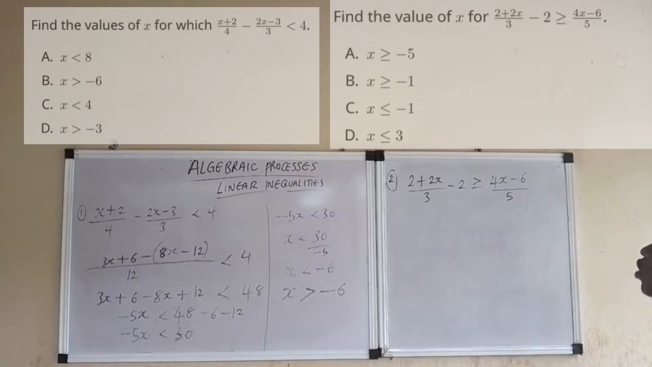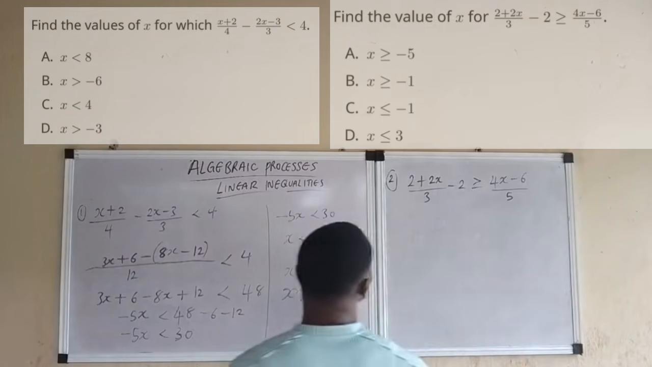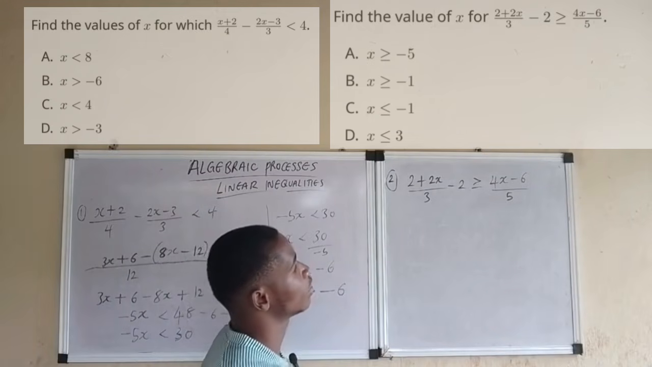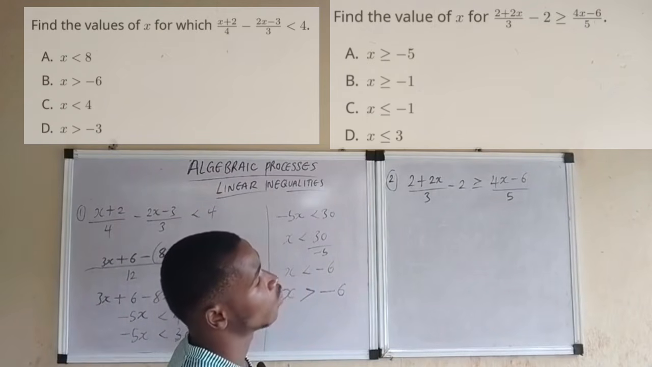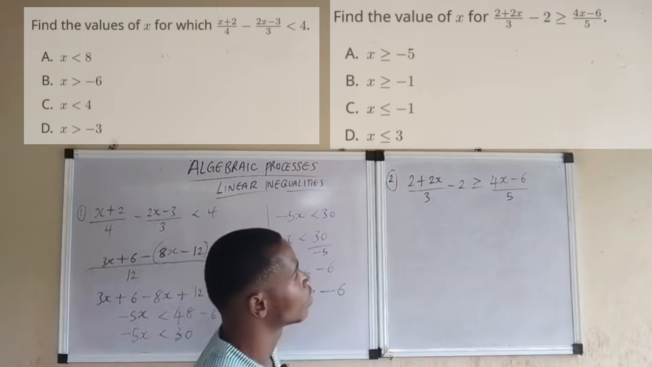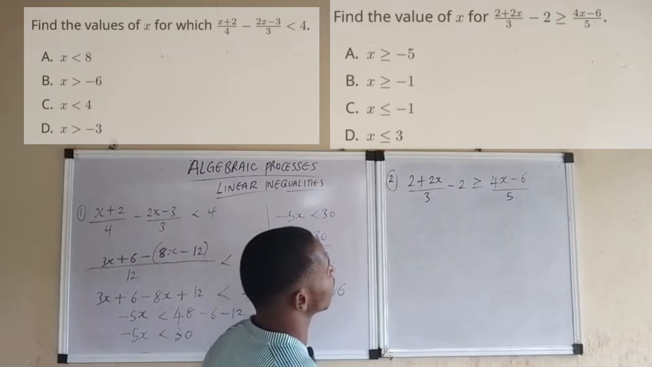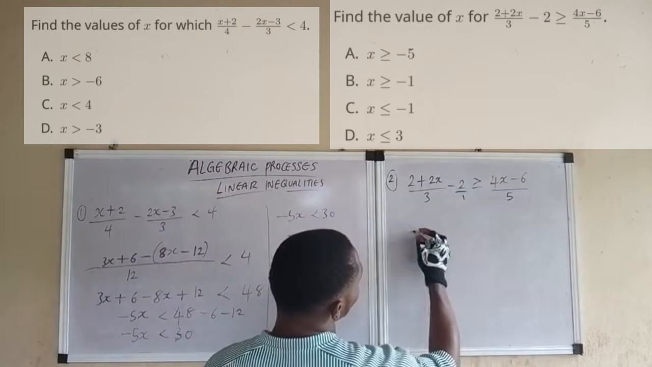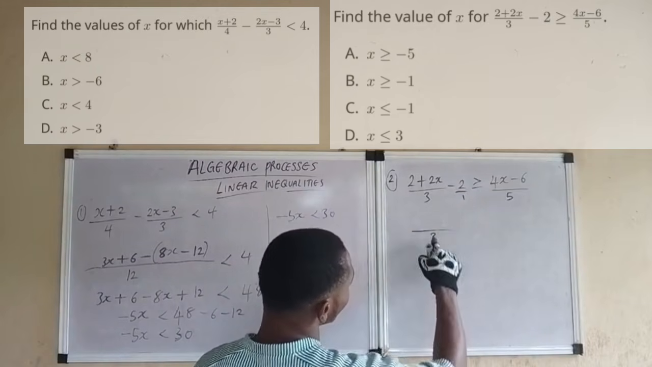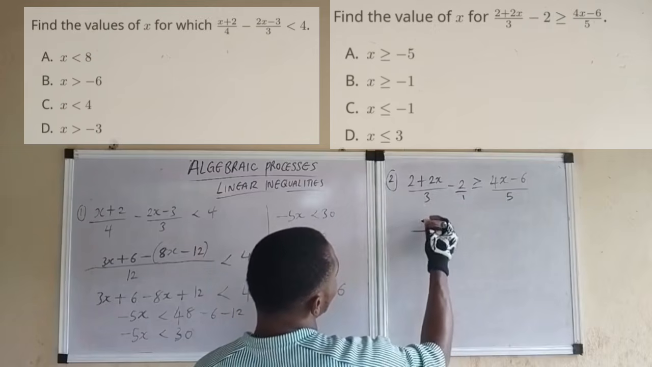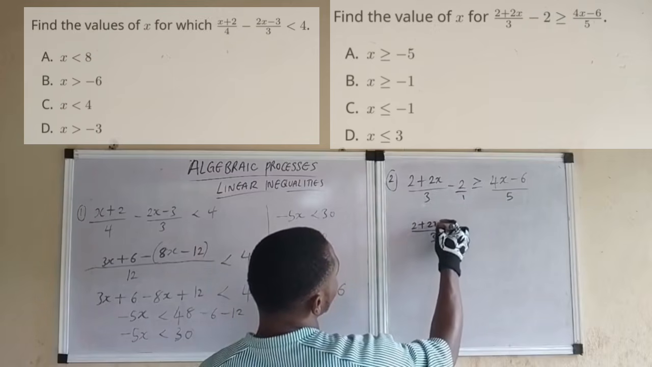Now let's look at the second question. Here we have 2 plus 2x over 3 minus 2 greater than or equals to 4x minus 6 over 5. How do we simplify this? First of all, we need to solve this first aspect. All right, we need to solve this first aspect because this is also same as 2 over 1. Now, the LCM of 3 and 1 is 3. 3 divided by 3 is 1. Use 1 to expand the numerator. So we're left with 2 plus 2x.